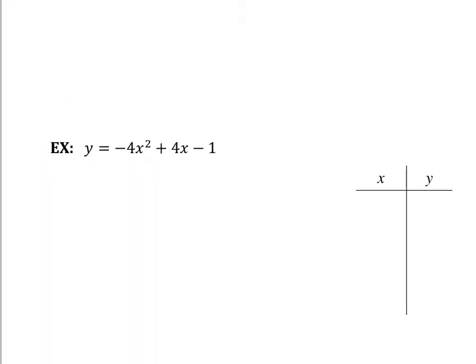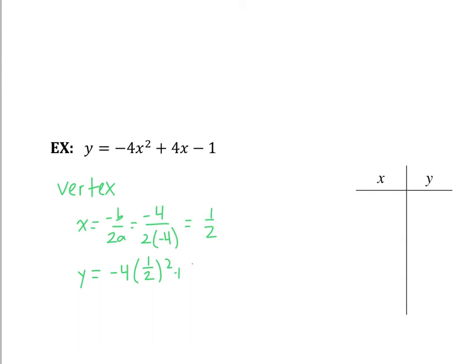Let's take a look at example 2. All right, so first thing we need to do is find our vertex. So remember our vertex, we find our x value first. So x equals the opposite of b over 2a, which is -4 over 2 times -4, which comes out to be 1/2. So to find our y value, we plug that back in. -4 times 1/2 squared plus 4 times 1/2 minus 1. So 1/2 squared is really 1/4.